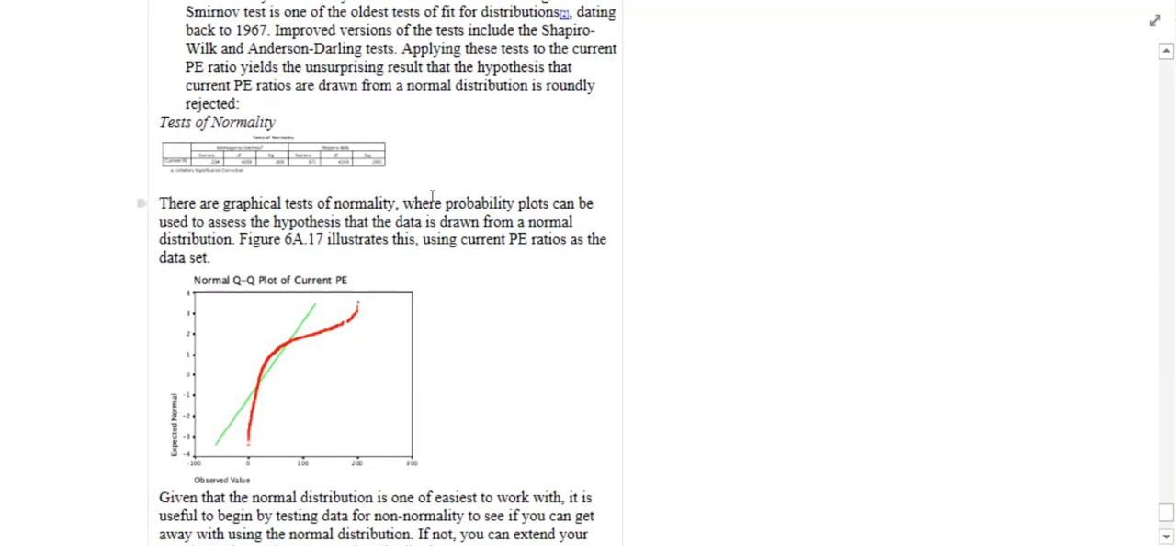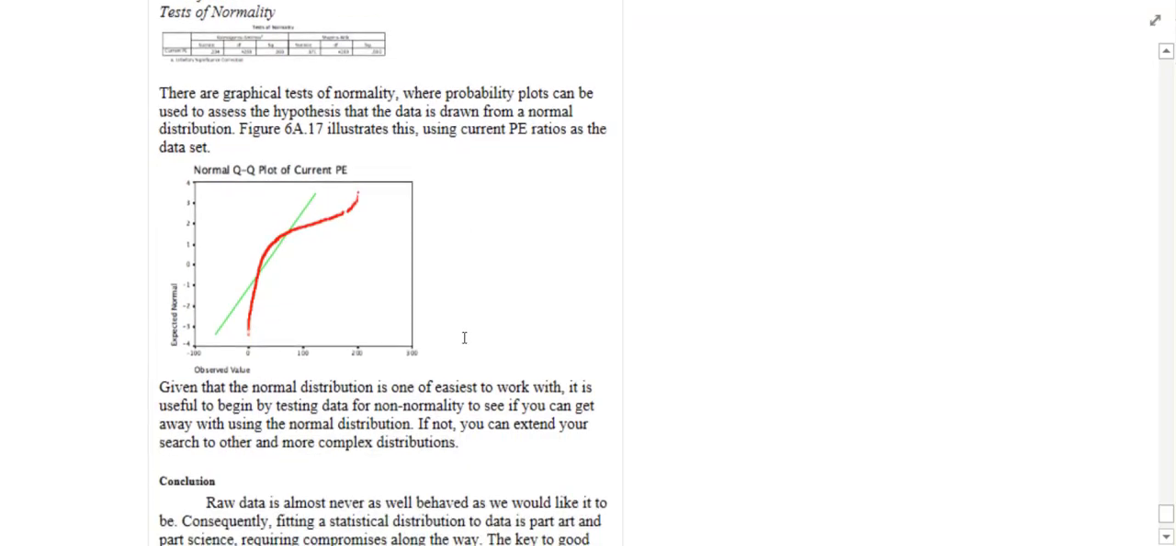And then there are also graphical tests where you make a probability plot to assess the hypothesis that the data is drawn from a normal distribution. And you can see that, again, we don't really fit up very well here, the green being the normal, the red being our actual data set.